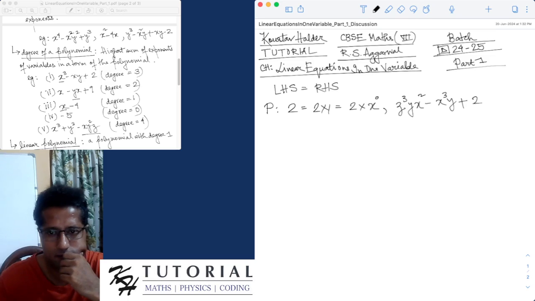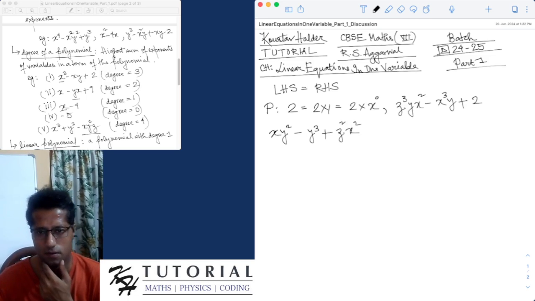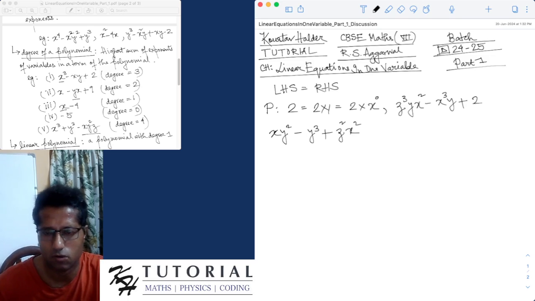So let's say I am considering a few more examples. Let's say a polynomial x y square minus y cube plus z square x square. This is a polynomial in 3 variables x, y, z, and why polynomial? Because all the variables have powers, exponents, as non-negative integers. Now what will be the degree? I am writing d for degree. What will be the degree?